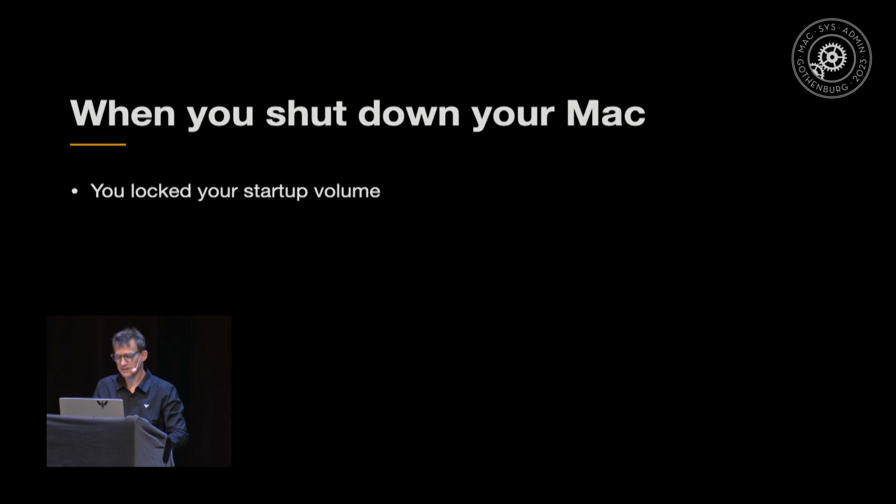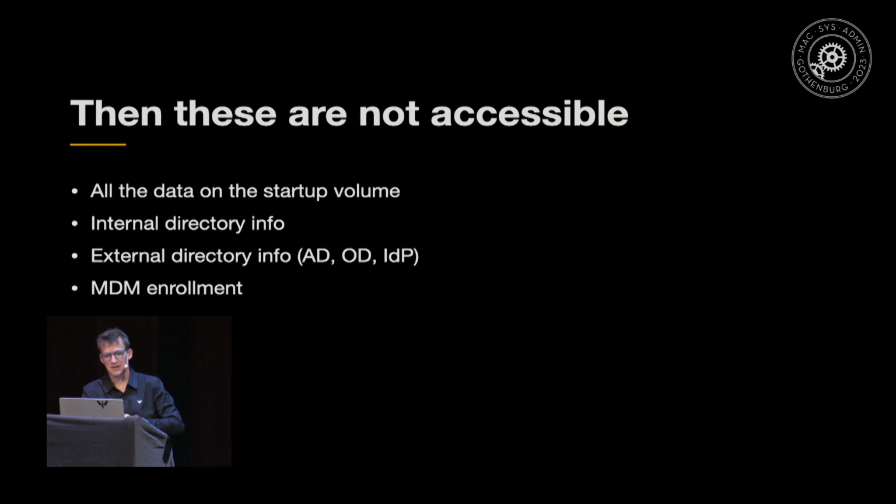When you shut down your Mac, you lock your startup volume. When you turn it back on, the startup volume is locked. When you do that, these are not accessible. All of the data on the startup volume is locked behind FileVault. Any internal directory information about users and groups is locked. Any external directory information, Active Directory, Open Directory, from your identity provider, not accessible. Your MDM enrollment and management, not accessible.